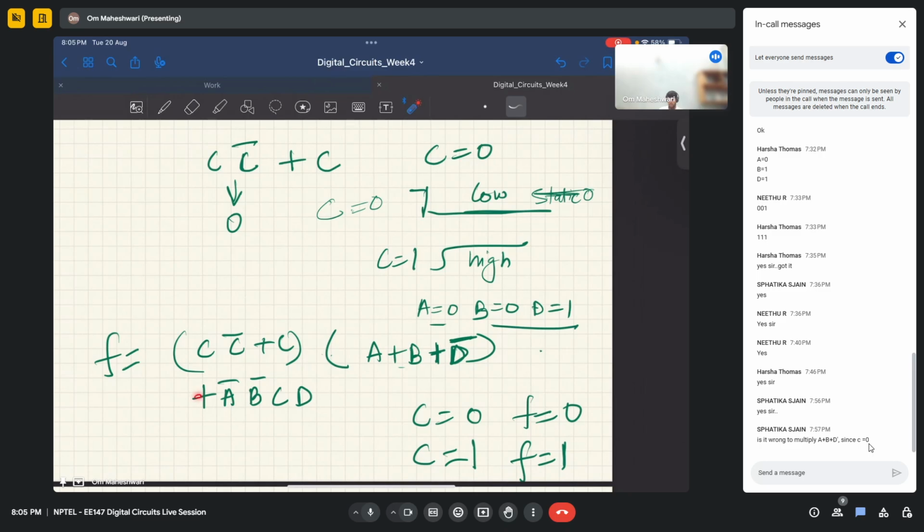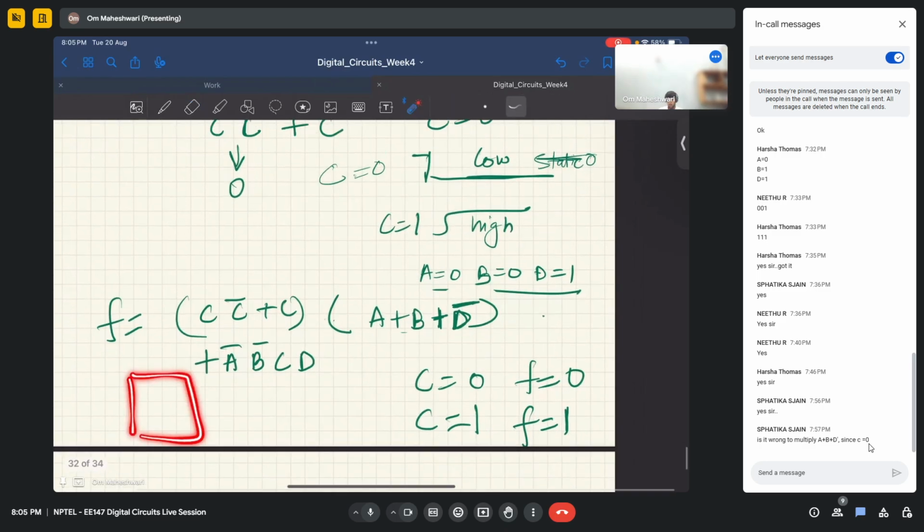Actually we cannot do this, because if you see in a K-map what it will do, this will be an isolated one, right? We are not grouping it with anything. So this operation we cannot do. We can only do three variable operations.